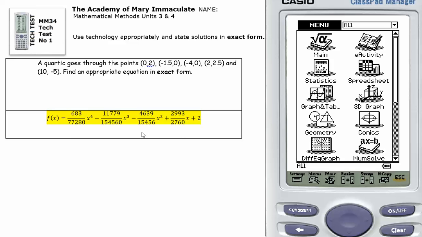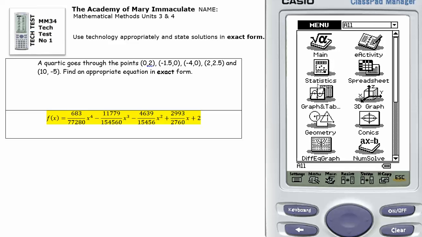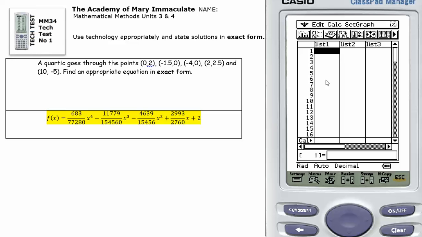The quickest way to find equations of polynomials when you have the points, and if this is a quartic, that is order 4, I need 5 pieces of information, and I've got those 5 pieces of information. The quickest way is to go into Graphs and Tables, go into Statistics, enter the x's in List 1, the y's in List 2, and do a quartic regression. Remember, this section of the calculator isn't exact, therefore it might give decimal approximations. Let's do it that way and see whether we get exact answers.